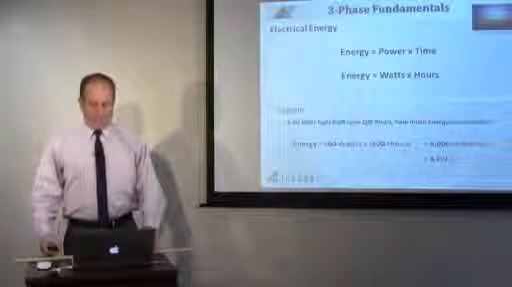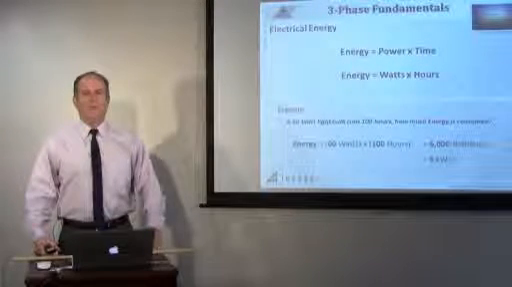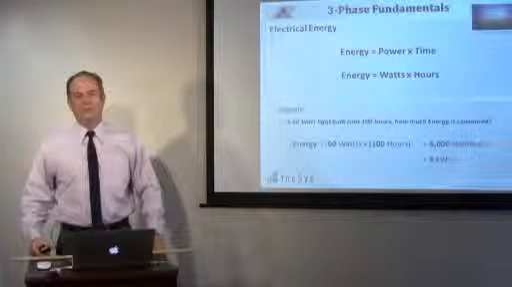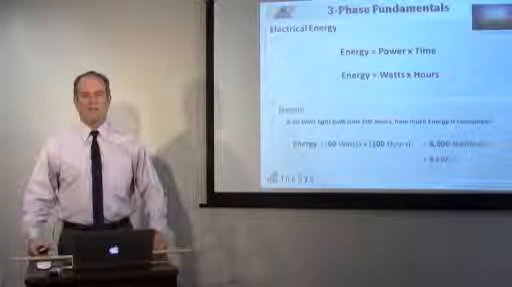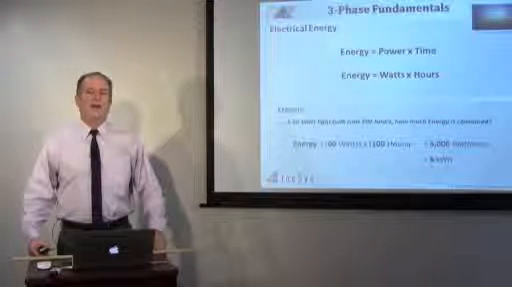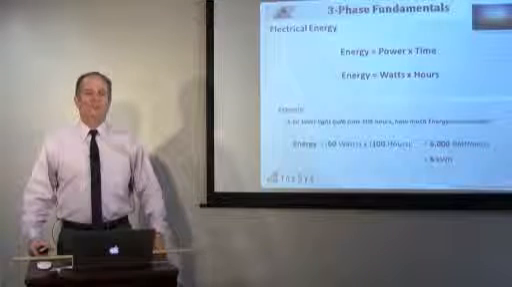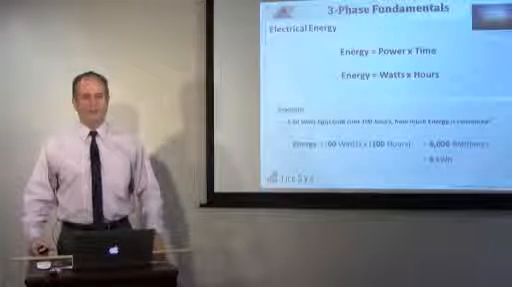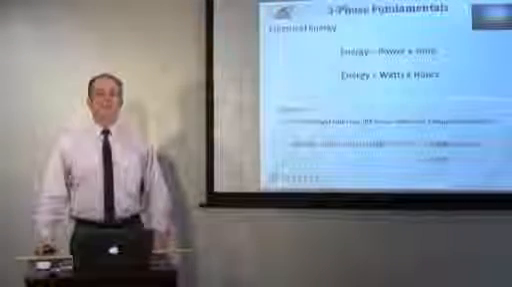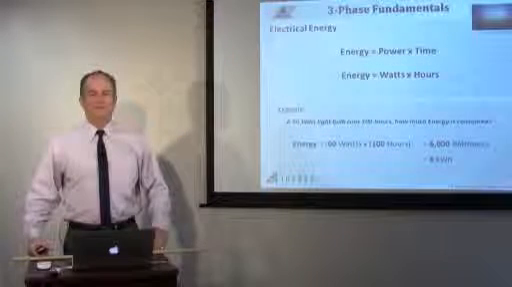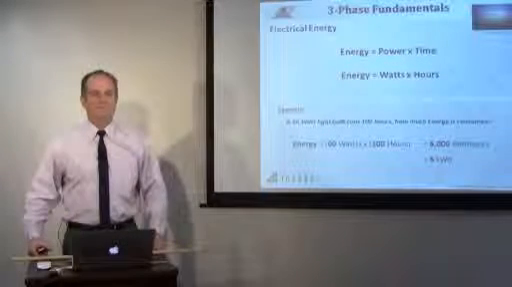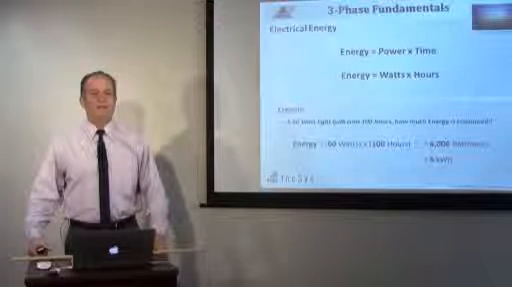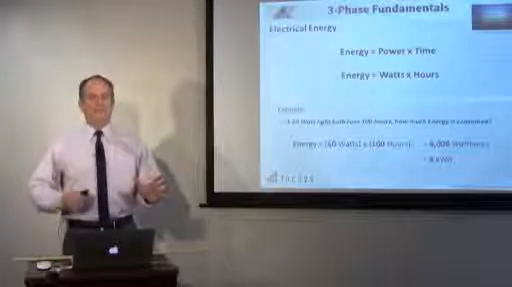Okay, so again, a little bit of the summary of the math: energy is equal to power times time, which is the same thing as watts times hours. With an example of a 60-watt light bulb that runs 100 hours, how much energy is consumed? 60 watts times 100 hours is 6,000 watt hours, or 6 kilowatt hours. If you had a 10-cent energy rate, that would cost you 60 cents to run a 60-watt light bulb 100 hours. Those are just a little bit of fundamentals.